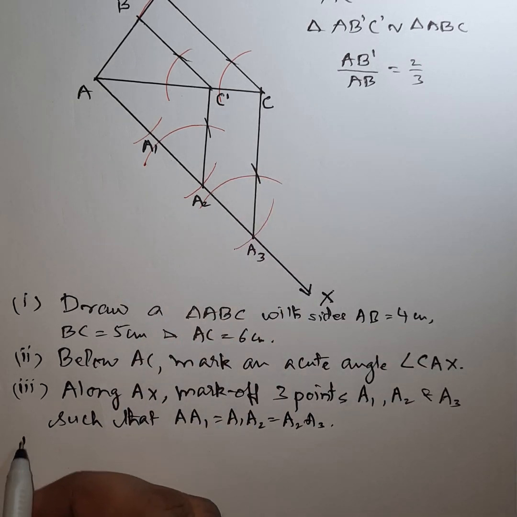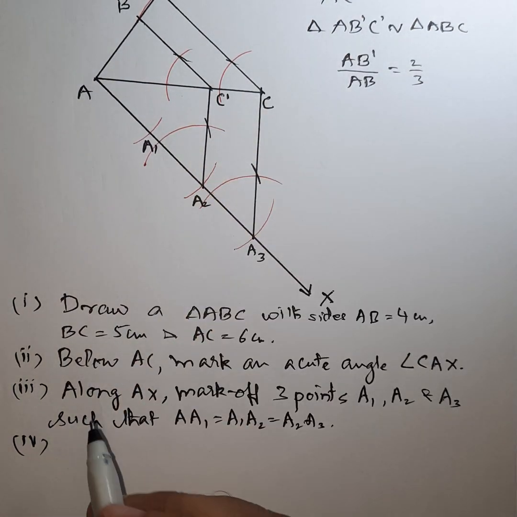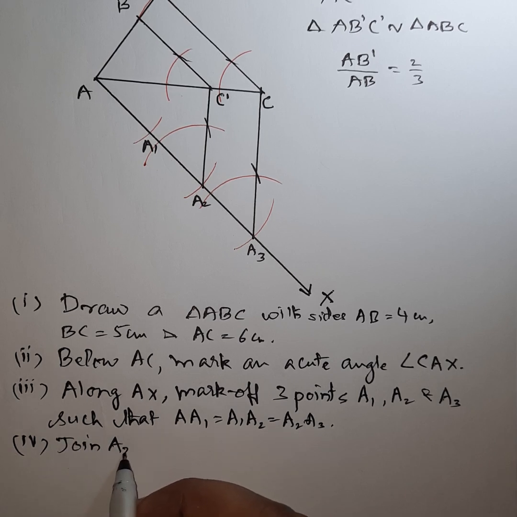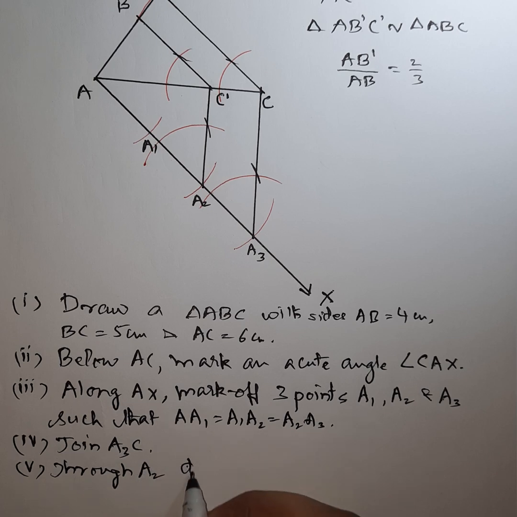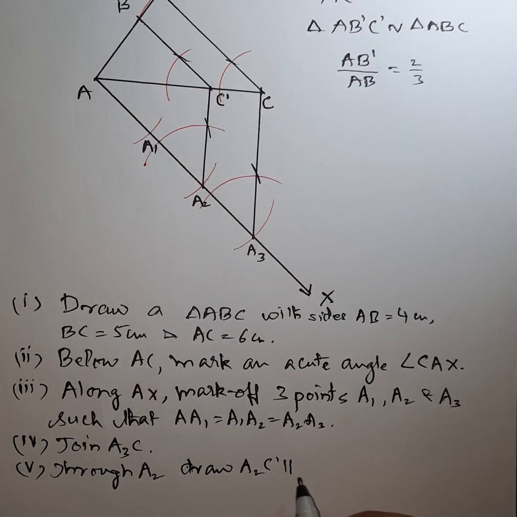Then the last point you have to remember: the denominator is 3, so A3 will be joined with the other vertex of the given triangle. So simply join A3 to C. Then the 4th point: through A2, draw a line A2C dash parallel to A3C.